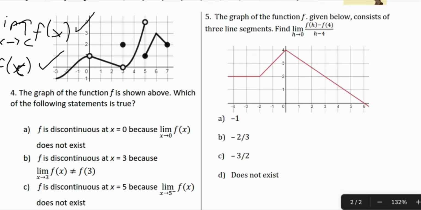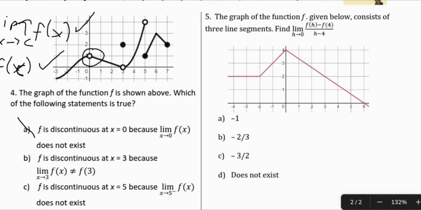So let's look at x equals 0, and it says the reason why that's discontinuous is because the limit as x approaches 0 does not exist. Looking at x equals 0, we can see that from the left and from the right, it does approach y equals 1. So that means that the limit exists, but what they should have said was that f of 0 does not exist, which it doesn't. So this answer choice does not work.